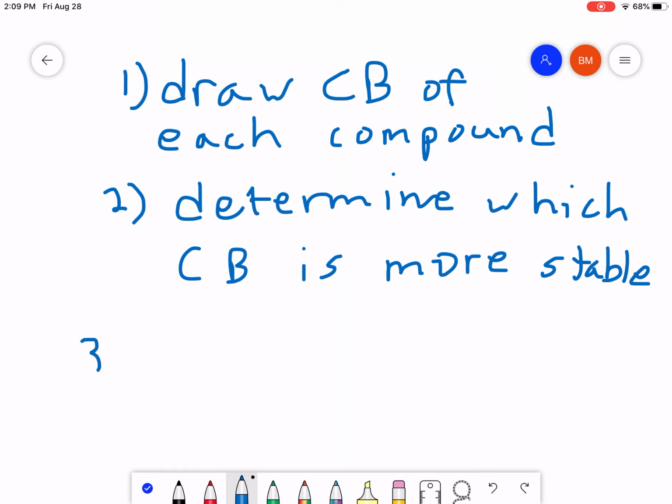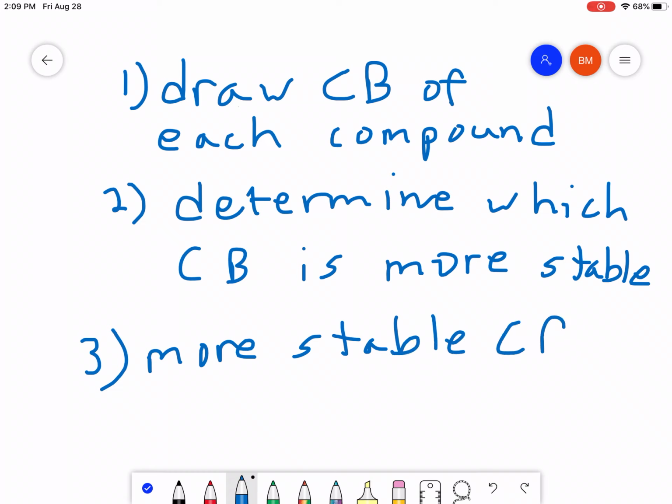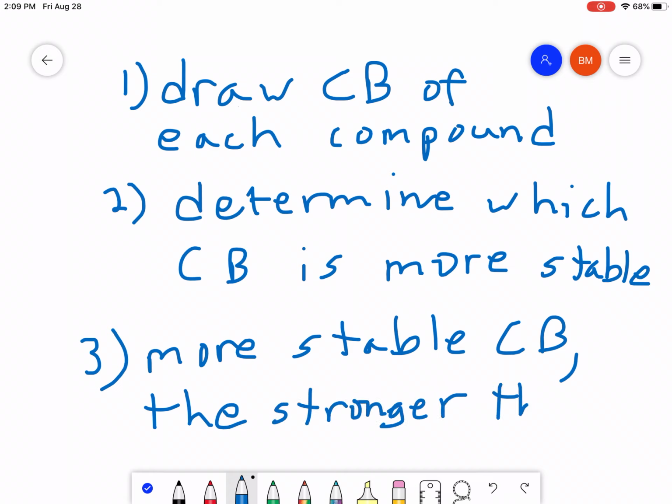Once you figure that out, you can apply this. The more stable the conjugate base, the stronger the acid that produced it. And that makes sense, right?